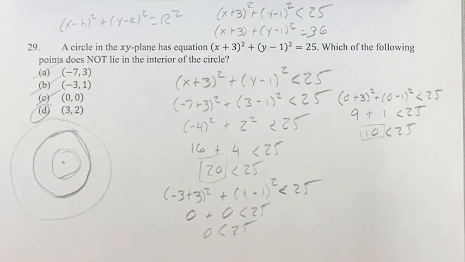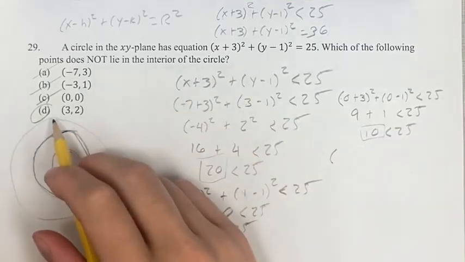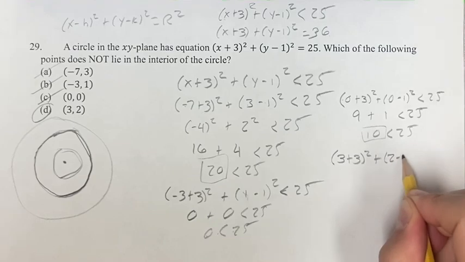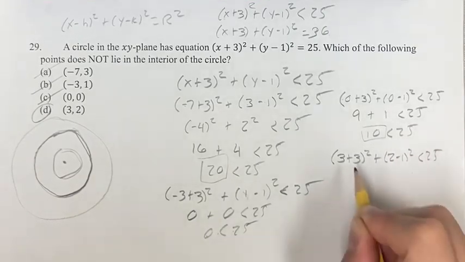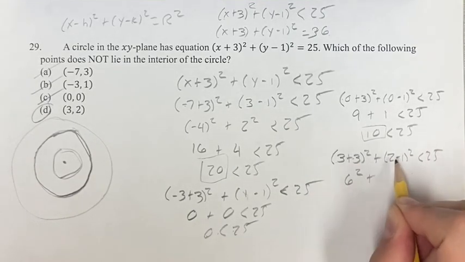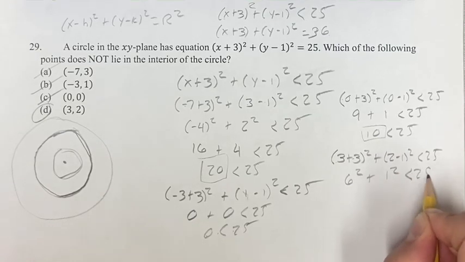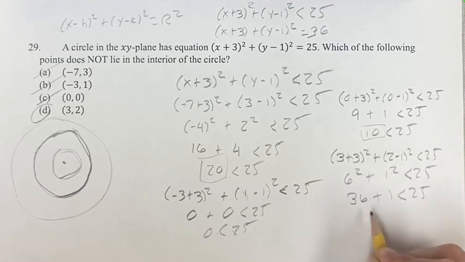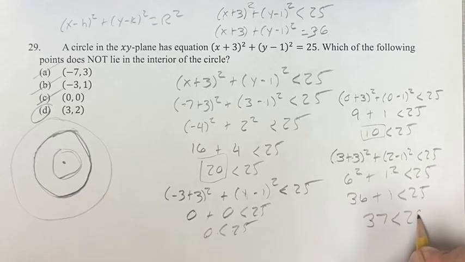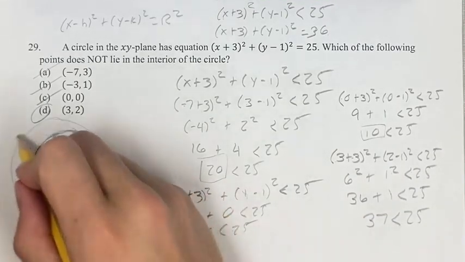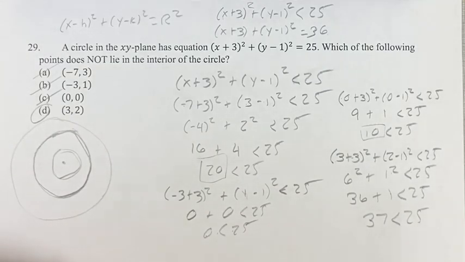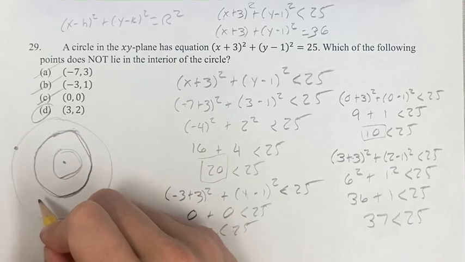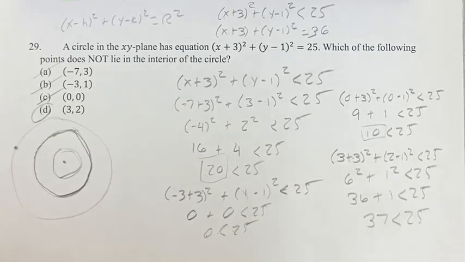Well, we can plug it in anyways. x is 3, so we have (3 + 3)². y is 2, so (2 − 1)² is less than 25. 3 plus 3 is 6 squared is 36, plus 2 minus 1 is 1 squared is 1. 36 plus 1 is 37, which is not less than 25, so it's on this bigger circle, with the points right here outside of the circle. It's not in the interior. D is going to be your final answer.